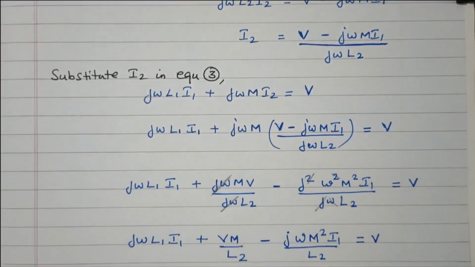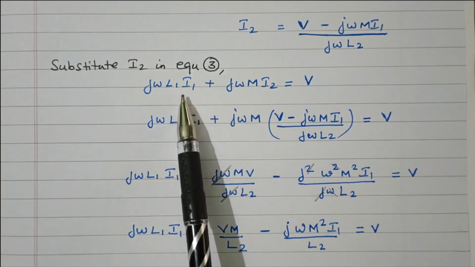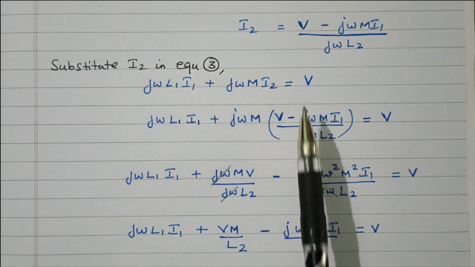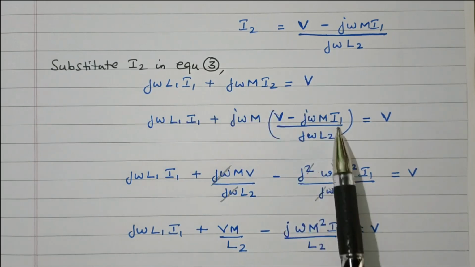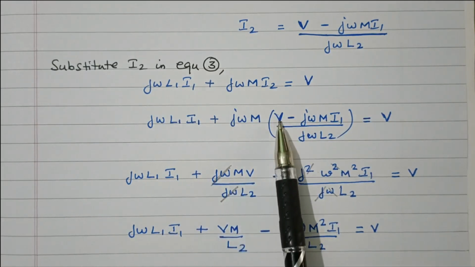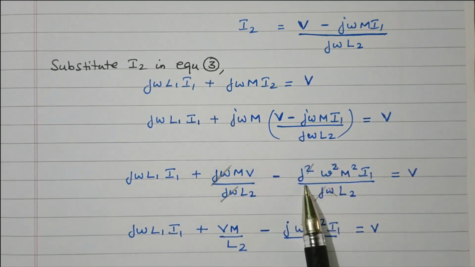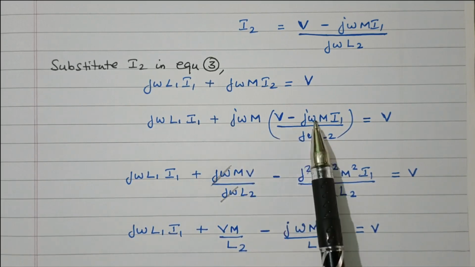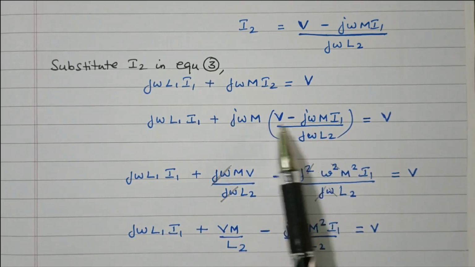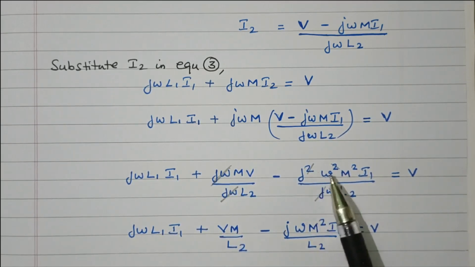Now we'll see how we are substituting. This is equation 3: j omega L1 I1 plus j omega M I2 equals V. This I2 we substitute with this value. Then it is multiplied inside: j omega M V divided by j omega L2, minus j square omega square M square I1 divided by j omega L2. Here j omega got cancelled, and here j square omega square is available.